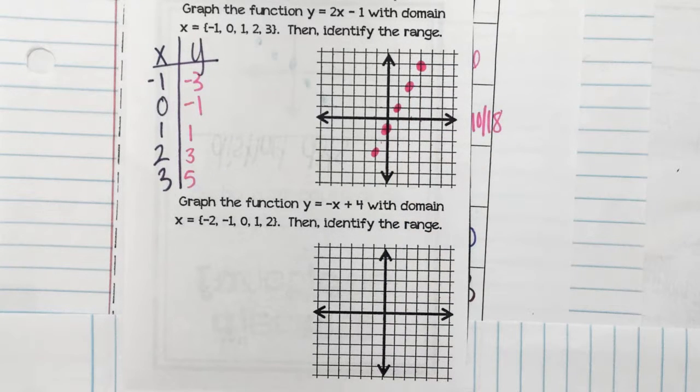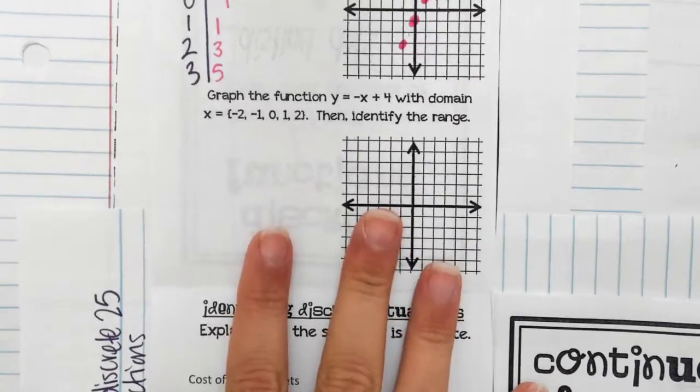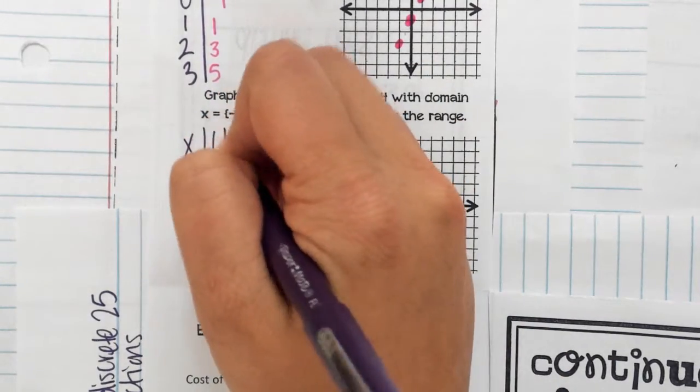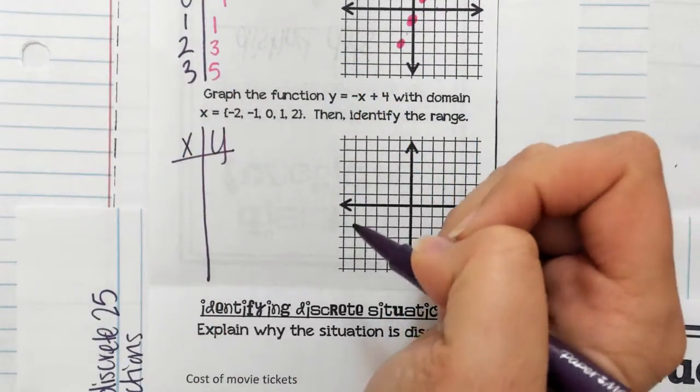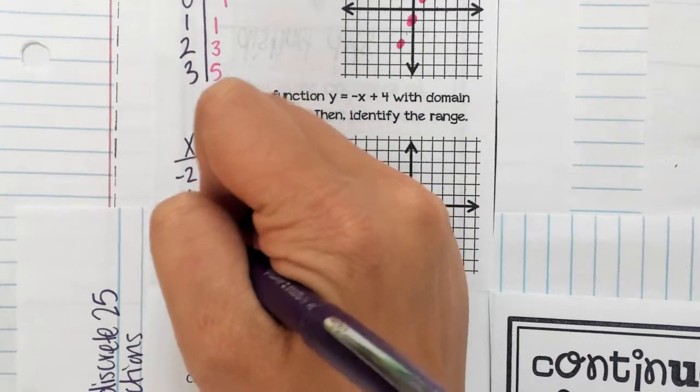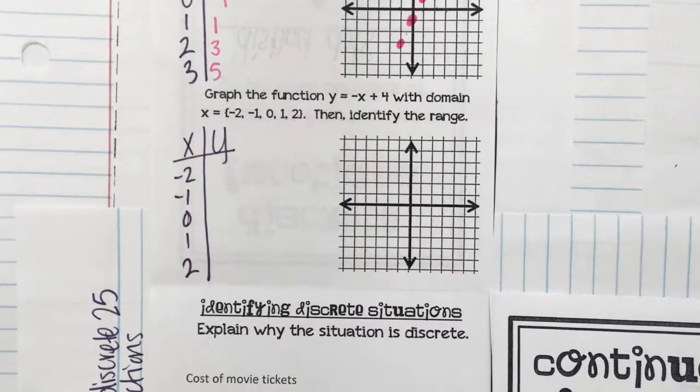Now, since it's discrete, are we going to connect those dots? No. Fantastic. Any questions? Easy peasy? That's all you do. Isn't it lovely? Okay, let's look at our second one. This time, our function is y equals -x plus 4, and we're plugging in -2, -1, 0, 1, 2.